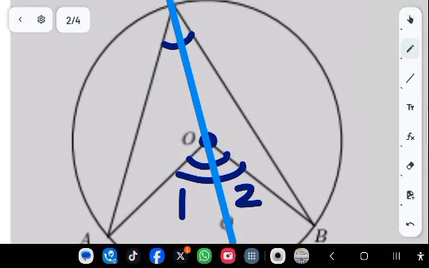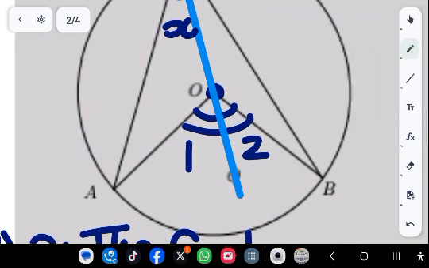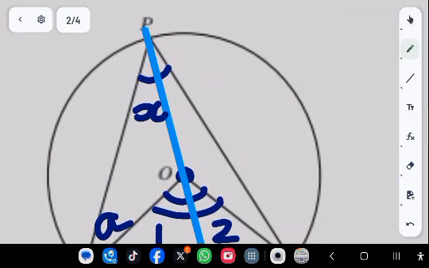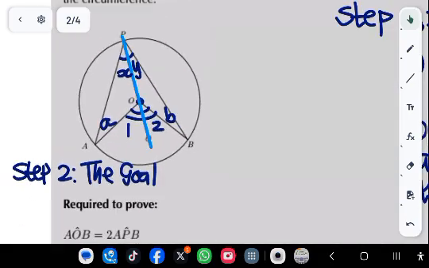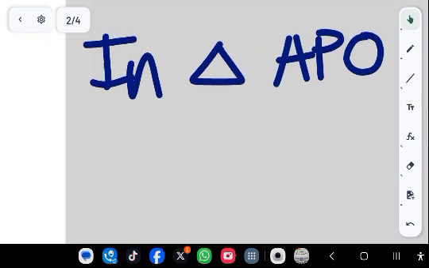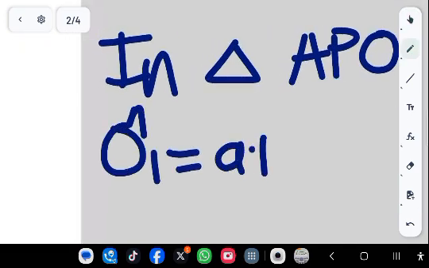Now let's call this angle X and this angle A. Let's call this angle Y and that angle B. Angle O1 equals A plus X.